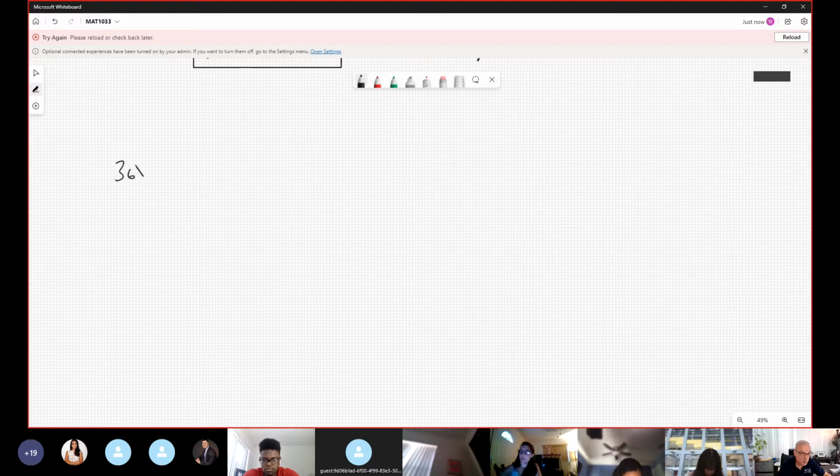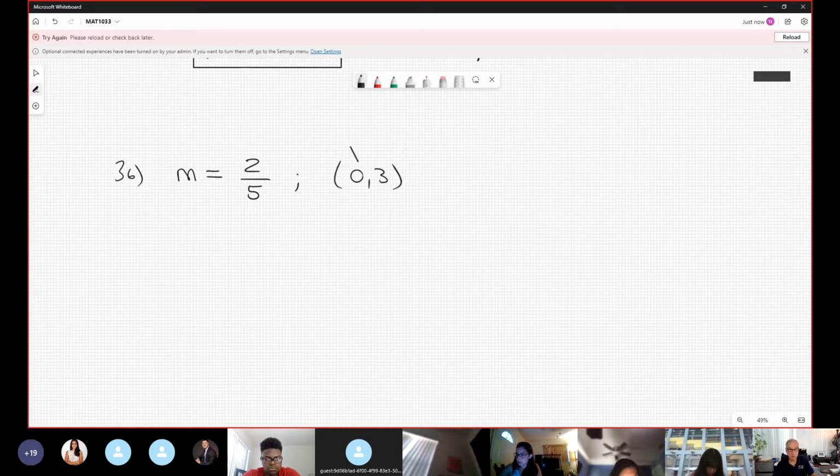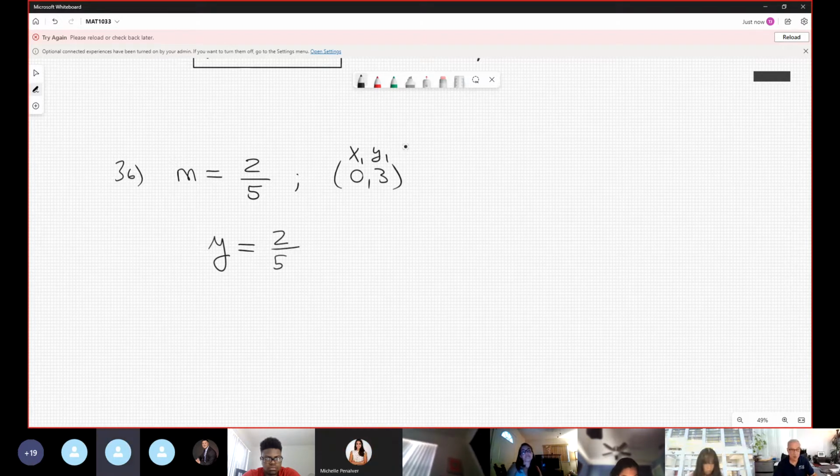The slope is given, 2/5, and the point is given. By the way, it's on the y-axis. How do you know it's on the y-axis? Because the first component is 0. x1 is 0. So the equation is y equals 2/5 plus 3.